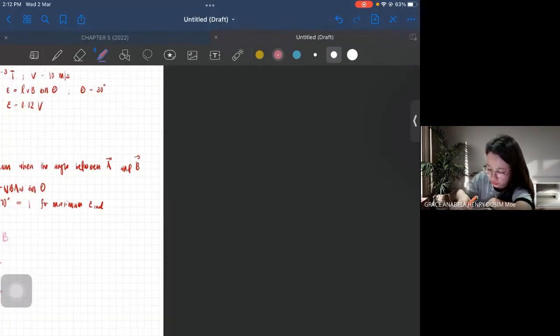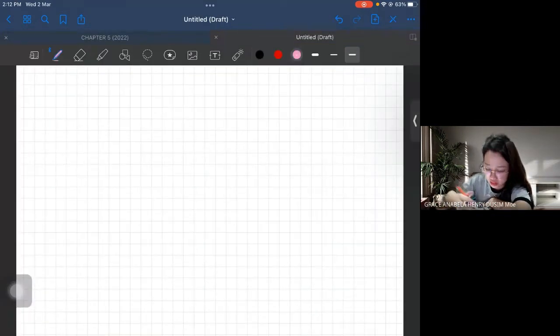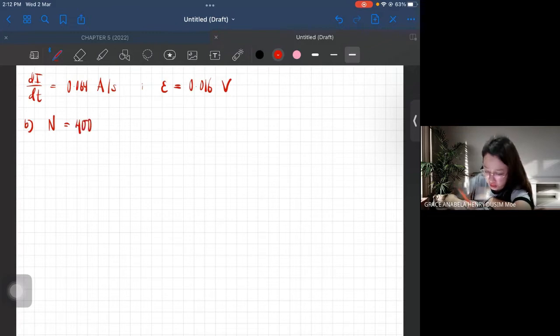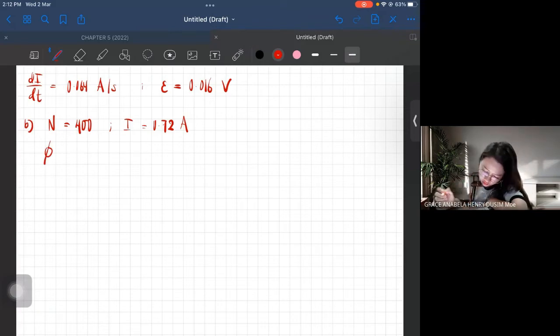Okay, so sekarang given is the rate of current, which is 0.064 ampere per second. Then back EMF to just EMF lah, 0.016 volt. Okay, so dia untuk soalan B, dia bagi number of turns which is 400 and then the current is 0.72 ampere. Okay, so ini dia suruh cari magnetic flux. Magnetic flux kan? Yeah. Okay, so magnetic flux is V lah, dia suruh cari.